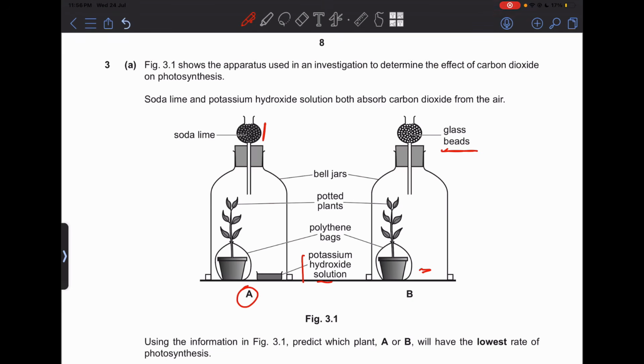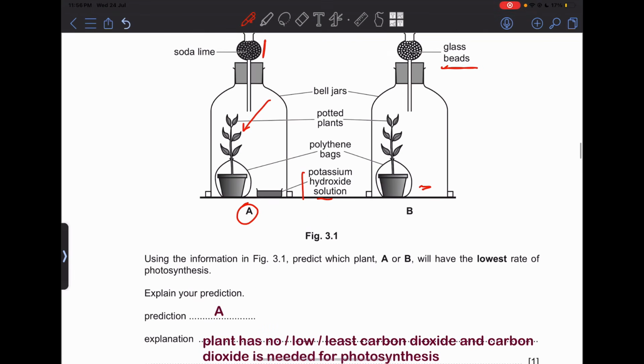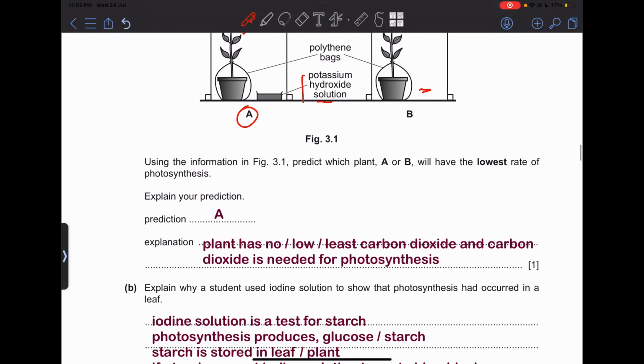We know that plants absorb carbon dioxide and give us oxygen. So this is not giving the raw materials for photosynthesis to occur, so it's going to be very slow compared to B. So plant A has the least amount of carbon dioxide, and carbon dioxide is needed for photosynthesis.